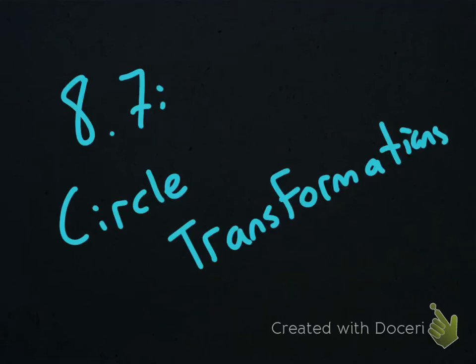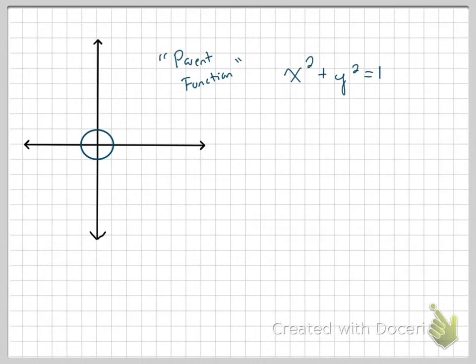In the last section in Chapter 8, we're going to talk about circle transformations. So here we have a circle on the xy plane, and it has the equation x squared plus y squared equals 1. This is just a basic circle with radius equal to 1. We'd sometimes refer to this as the parent function. The center's at 0, 0, the origin, and again, the radius is 1 here.